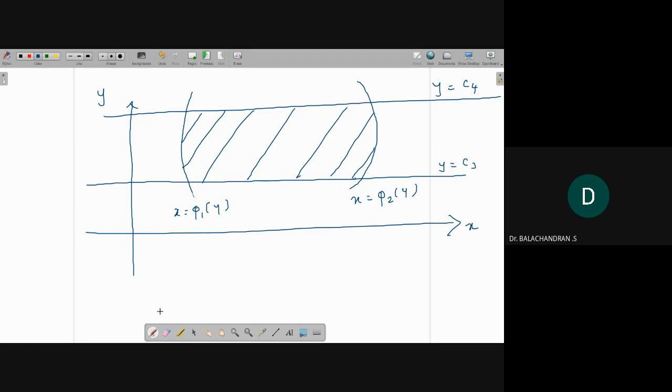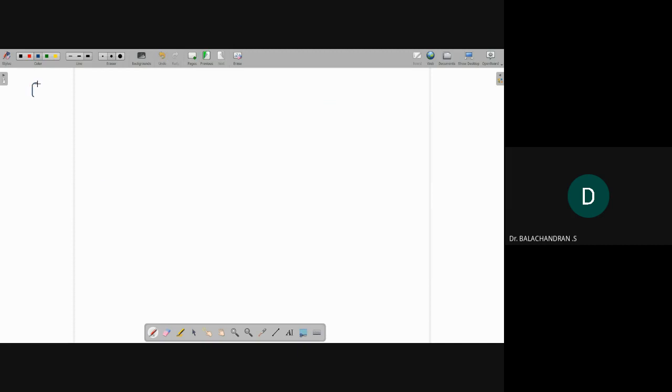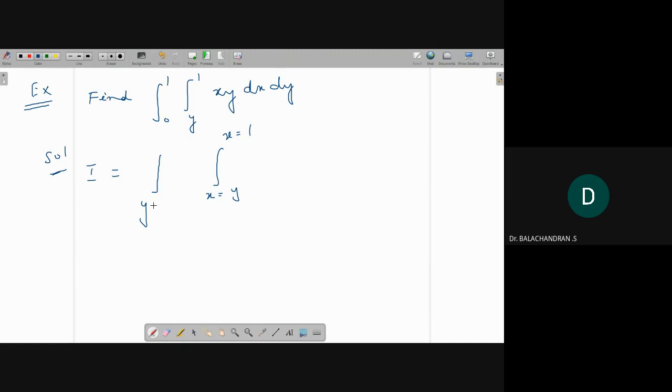So now, using this idea, we will solve one problem. Example: find the integral from 0 to 1, y to 1, xy dx dy. Don't look at the outer limits, just look here: y to 1. Y to 1 means what is varying here? X. Very good, x is varying. So I is equal to, once you find the inner limit, x varies from y to x equal to 1, and y equal to 0 to 1, xy dx dy.